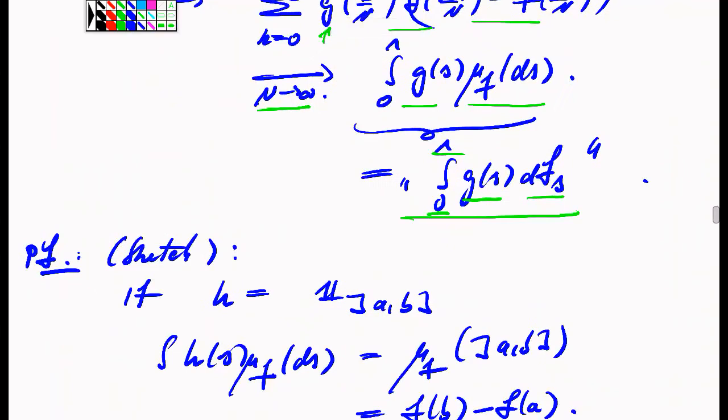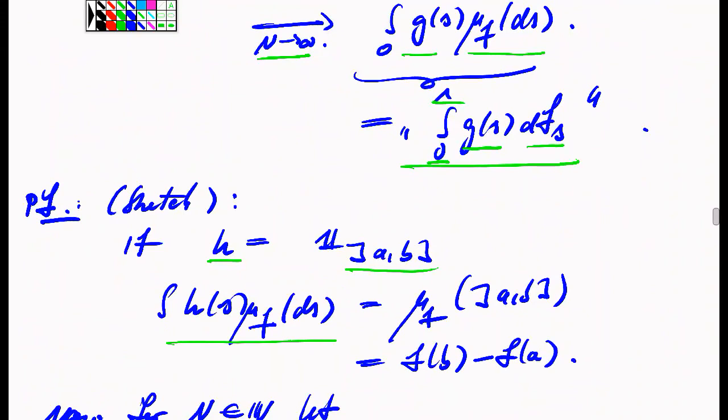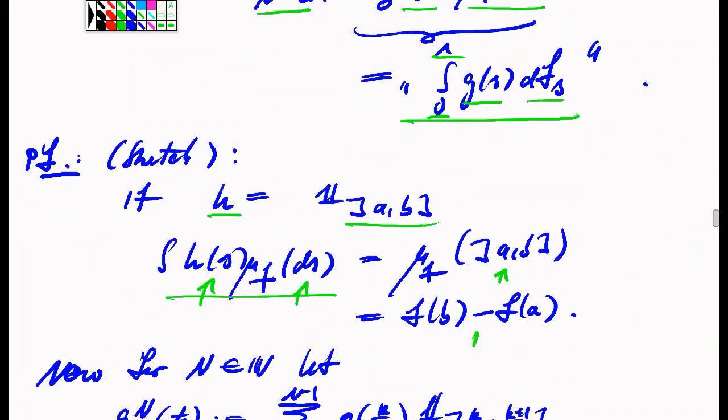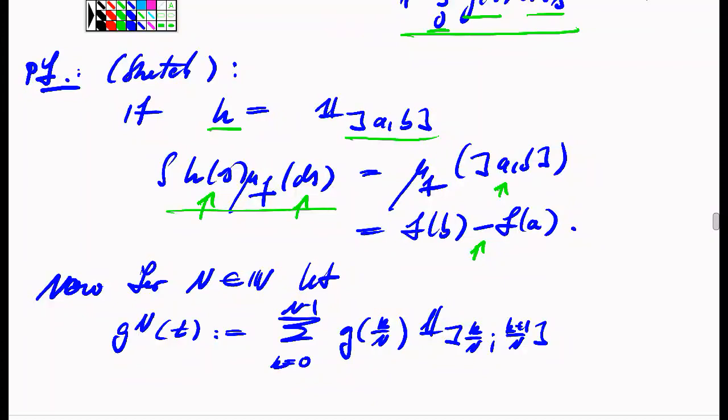Namely, suppose for a moment that we have a function which is in fact just the indicator function of such a half-open interval. Then by the very definition of the Lebesgue-Stieltjes integral, the integral of this indicator function against this measure is of course just the measure of this set. And by definition of the Lebesgue-Stieltjes integral, this is just the evaluation of the function f on the two boundary points, the difference of those two values.